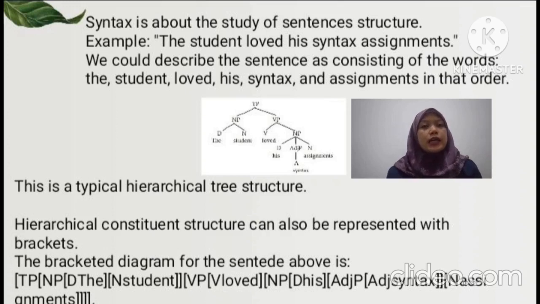assignment. Hierarchical constituent structure can also be represented with brackets. But as we can see, bracket diagrams are much harder to read, so for the most part we will use tree diagrams.